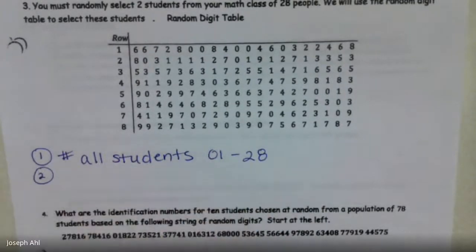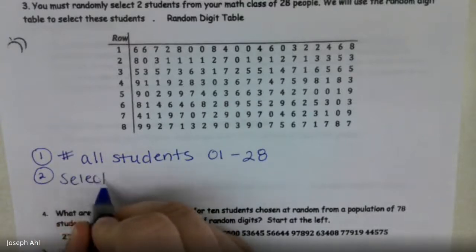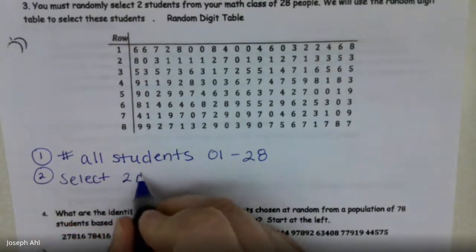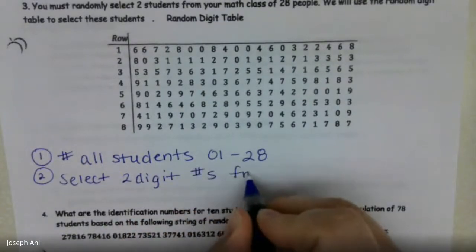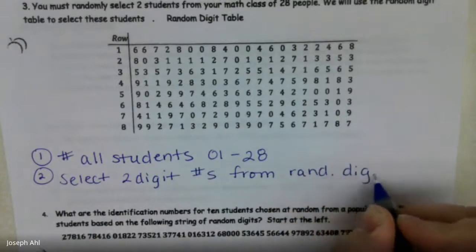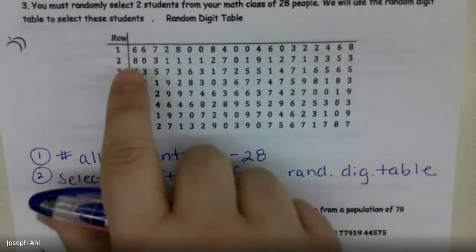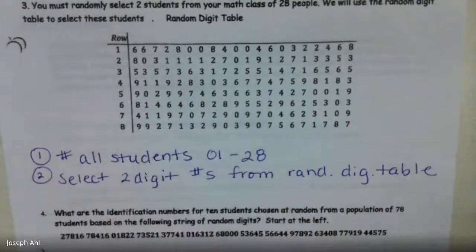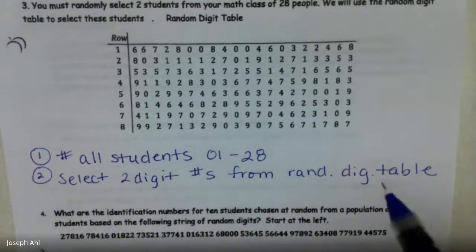All right, in step 2, we're going to now select 2-digit numbers from the random digit table. So that should be pretty easy. And by the way, it doesn't matter what row you start in. I'll pick a random row and we'll get started in a moment here. But we're going to select 2-digit numbers from the random digit table.